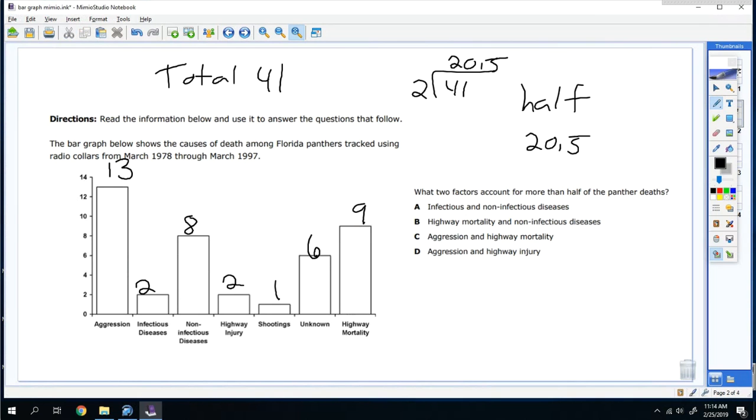So A says infectious disease and non-infectious diseases. So that'd be 2 plus 8, which is 10. Highway mortality and non-infectious diseases will be 9 plus 8, which is 17. Aggression and highway mortality be 13 plus 9, which is 22. And then the last one would be aggression and highway injury would be 13 plus 2, which is 15. So the only one that's more than half is C.